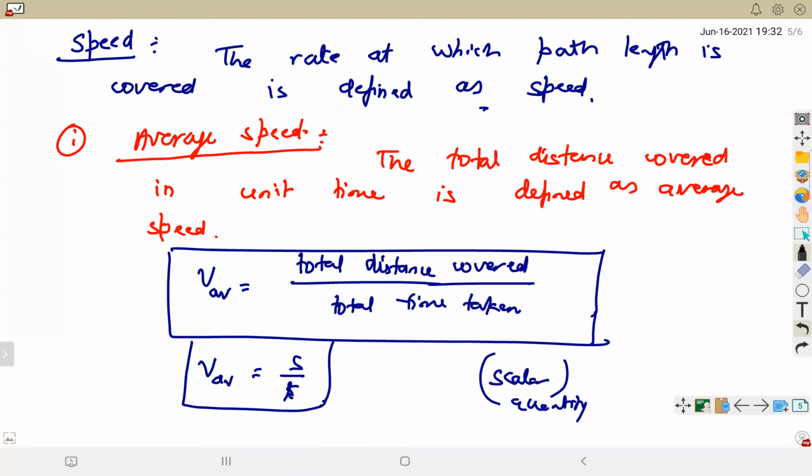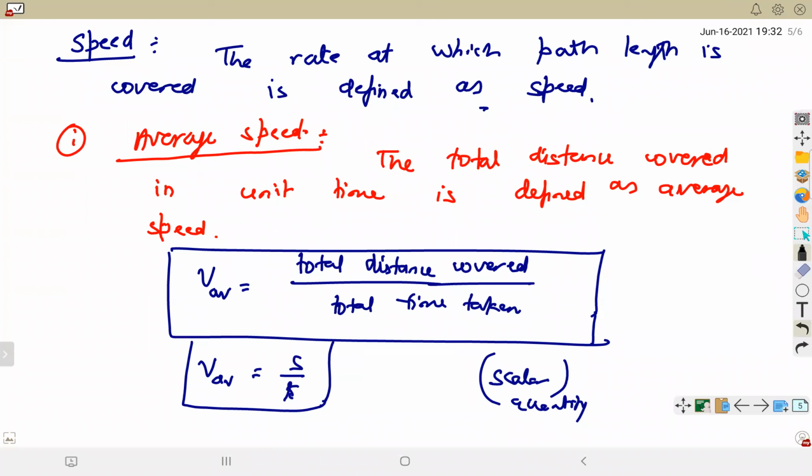Yes, sir. Average speed will be over an interval of time. Instantaneous speed will be at one instant of time. Yes, Radhika, should I repeat? Yes, sir.